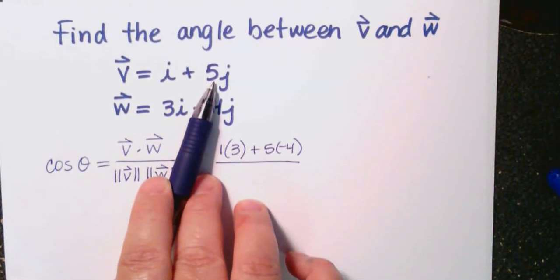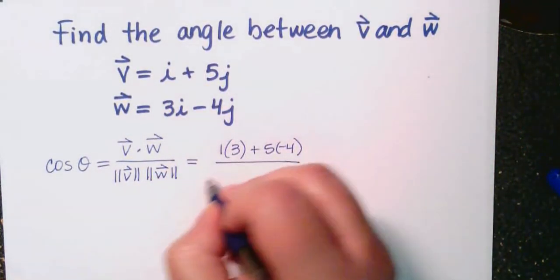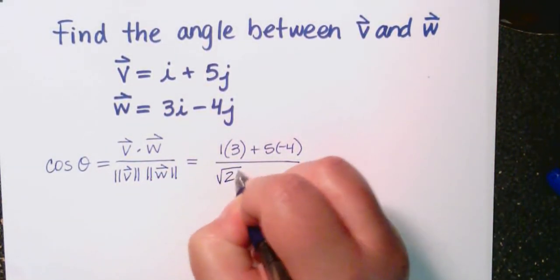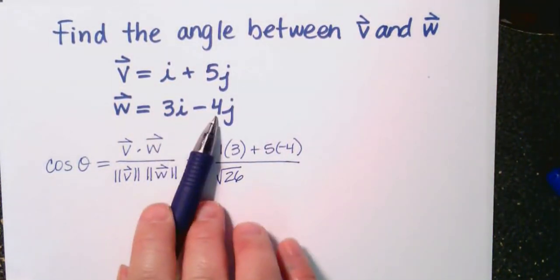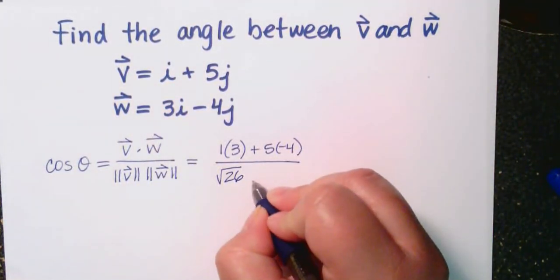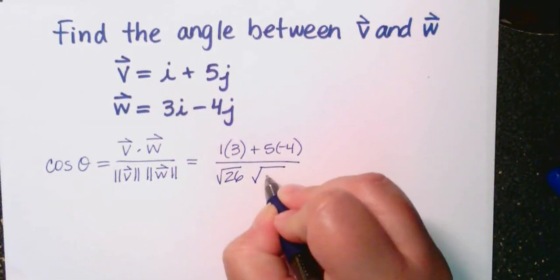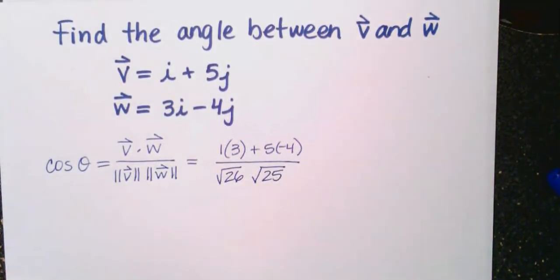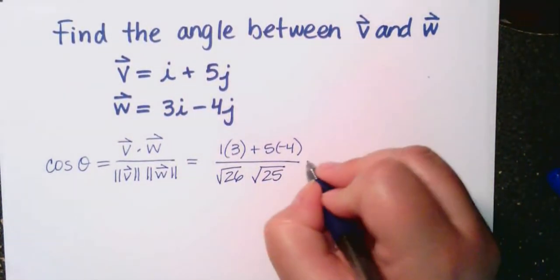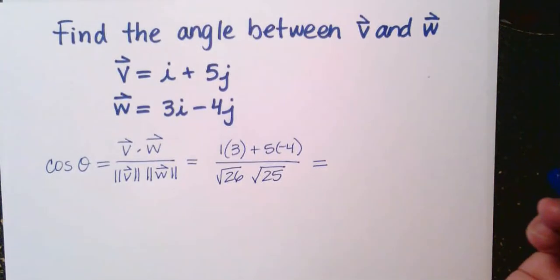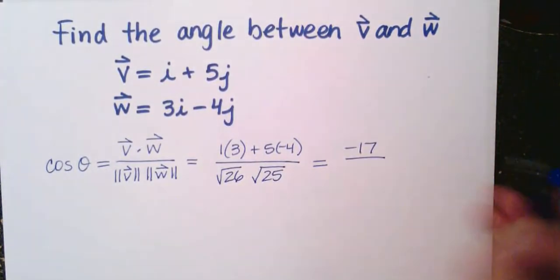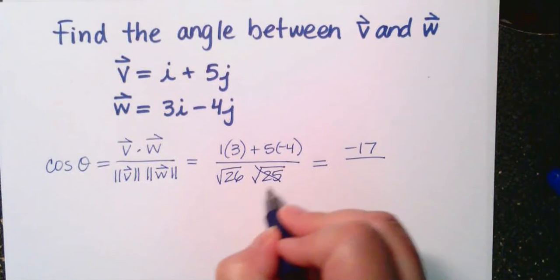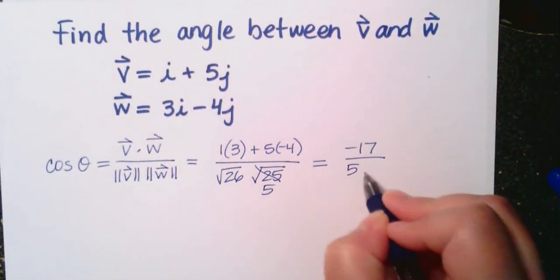So 1 squared plus 5 squared is square root of 26. And then for W, 3 squared plus negative 4 squared, that's 9 plus 16, so that's square root of 25. So that's actually going to simplify nicely. So on top, I get 3 minus 20, that's negative 17. And in the denominator, this is a 5. Let's go ahead and write that. So I get 5 root 26.